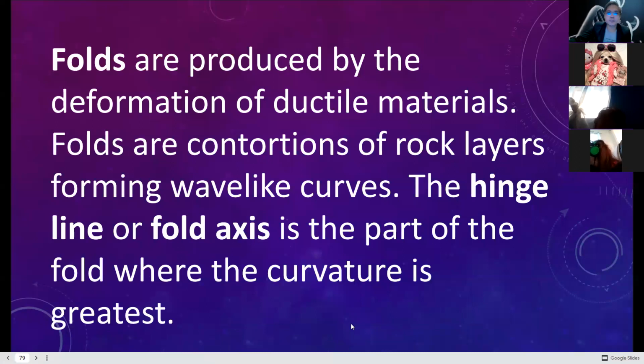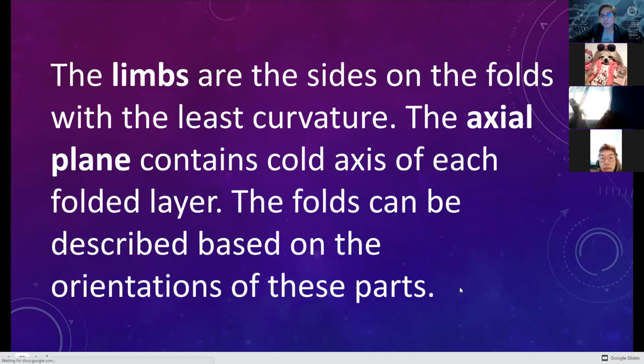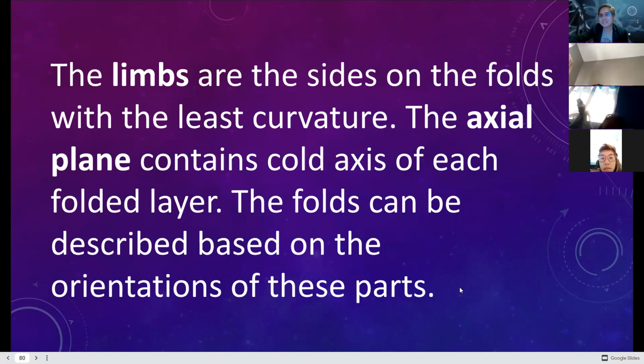Folds are produced by the deformation of ductile materials. Folds are contortions of rocks or rock layers, forming wave-like curves. The hinge line or fold axis is the part of the fold where the curvature is greatest. This is how your mountains are actually formed, through folds. The limbs are the sides of the folds with the least curvature. When there is a fold, there's always a curve on it.